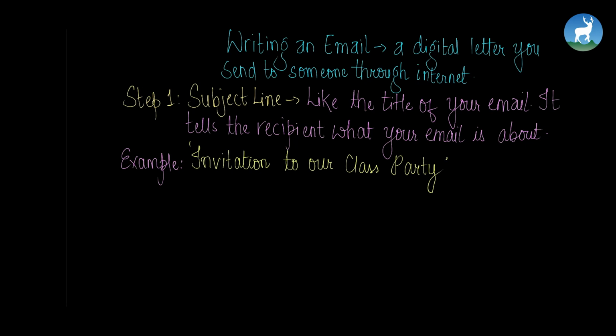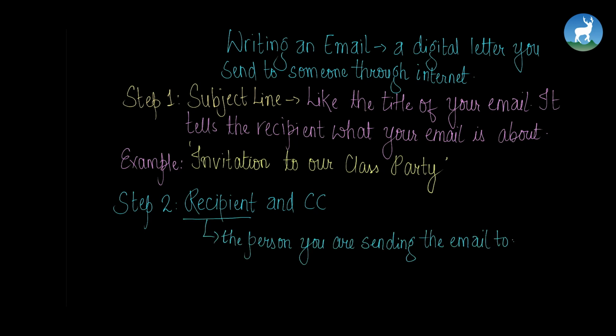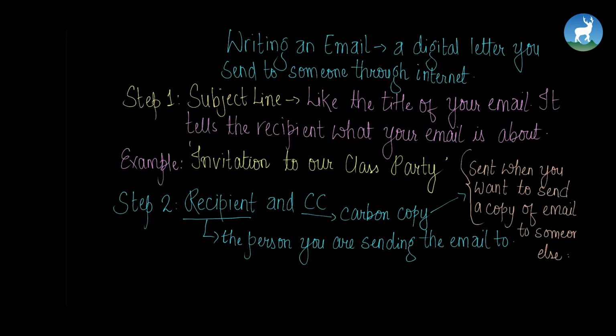Let's move to step number 2. So step 2 consists of the recipient and CC. So the recipient is the person you are sending the email to, like I have already mentioned. And here, if you want to send a copy of the email to someone else, you can use carbon copy. CC means carbon copy. Carbon copy is sent when you want to send a copy of the email to someone else. Okay? For example, it's not just one person you're sending the email to. Then what do we do? We do CC and write down their email addresses.